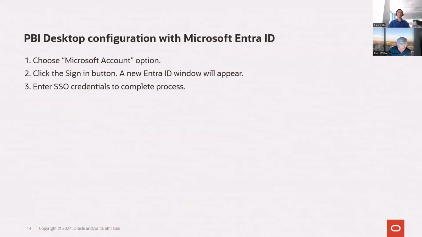And the general process of connecting with Microsoft Entra ID and Power BI Desktop, we'll do a demo of that first, is when you try to log in, you'll be presented with three options. One of them is the Microsoft account option. And then you just click the sign on button on that, and a new Entra ID window will appear, and you enter in your SSO credentials, and that should be it.